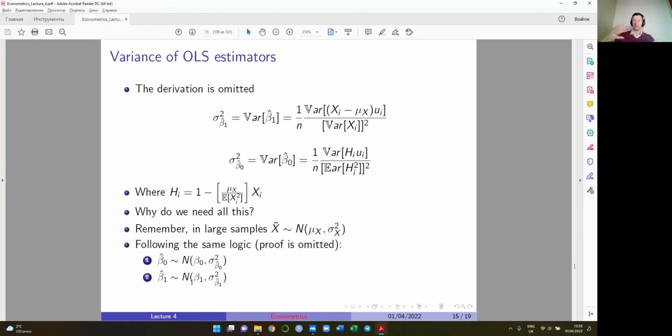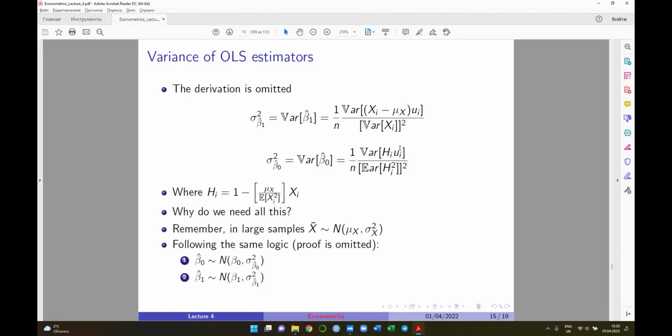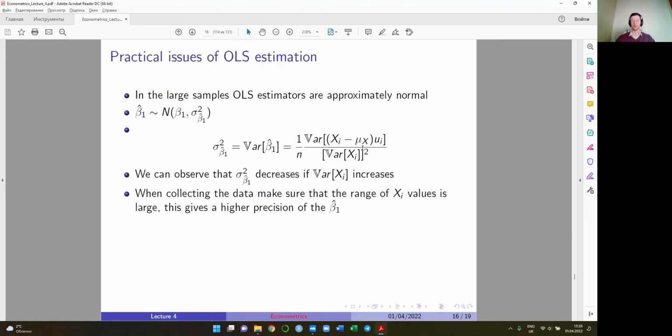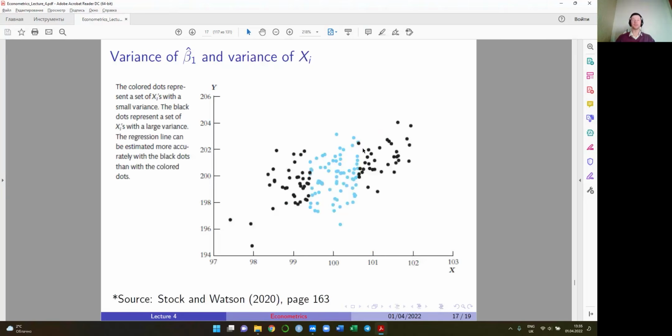You see how complicated our life becomes. But once we understand this, and once we are able to substitute this variance with the sample variance, this error term with the residual, and all the things, that's not going to be that difficult. Just the calculation process is going to be long. That's basically what we are going to do in the exercise session.